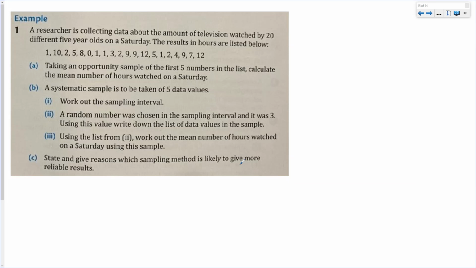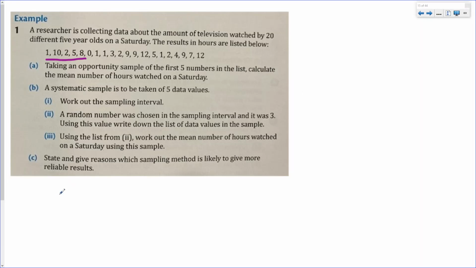Okay, so let's have a look at this example then, and put it into a context. In this example, a researcher is collecting data about the amount of television watched by 20 different 5-year-olds on a Saturday. The results in hours are shown in this list here. Taking an opportunity sample of the first 5 numbers in the list, so the opportunity is always the first ones you come across, so there's your first 5 numbers in the list.